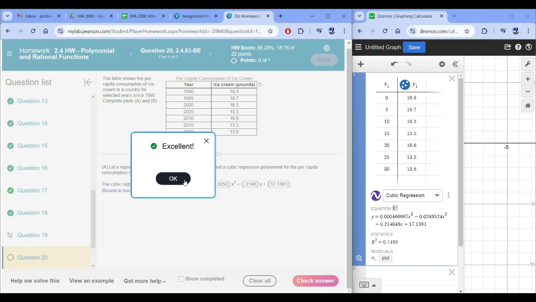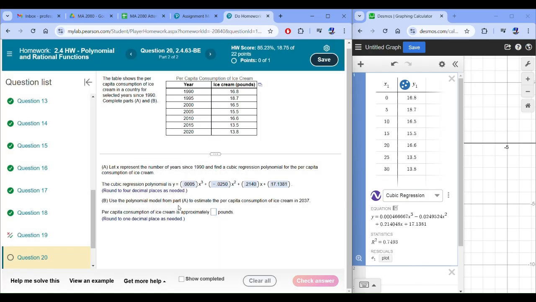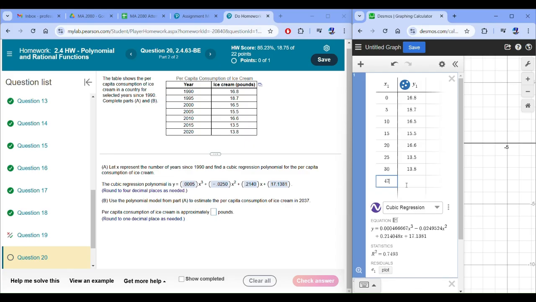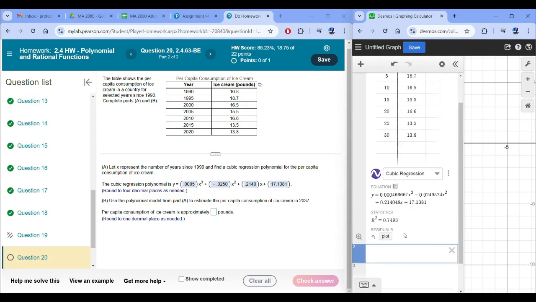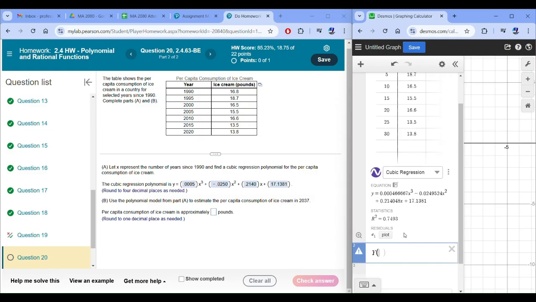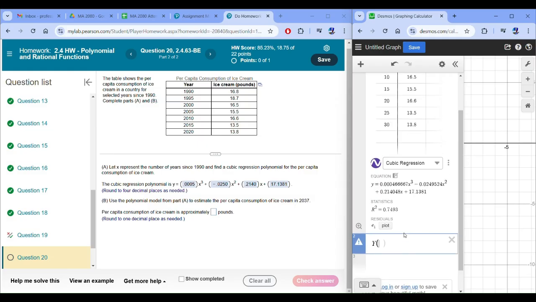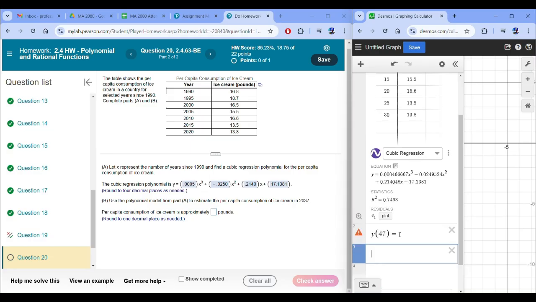Okay. Use the polynomial to find the per capita consumption of ice cream in approximately 2037. That would be 47 years. So if I just go to here and I type in 47 and I hit... what if I do y of 40? Can I do y of 47 like that, equals? How do I not?